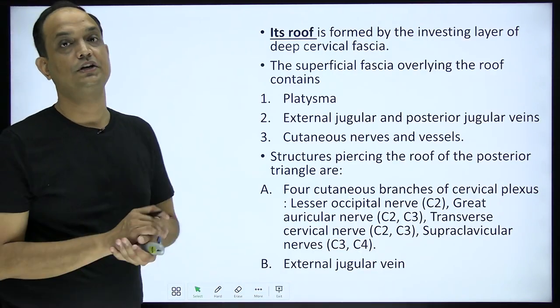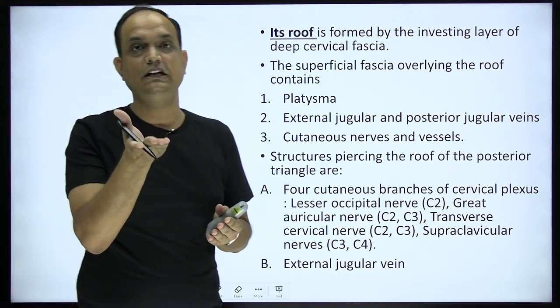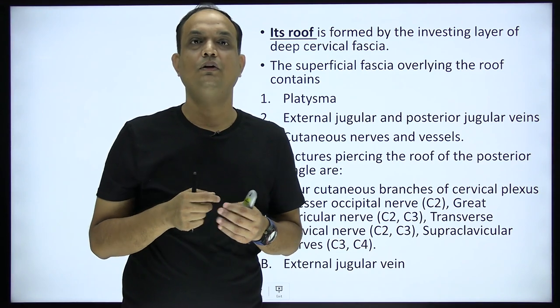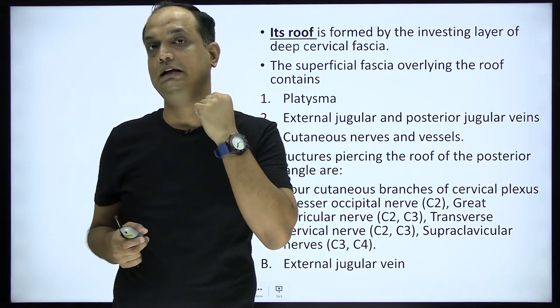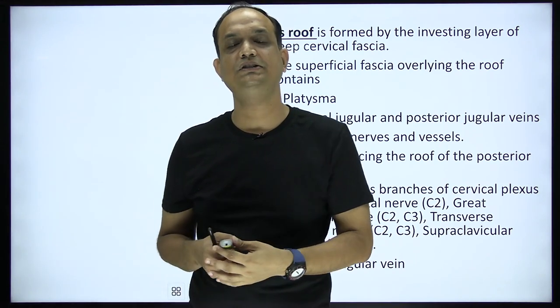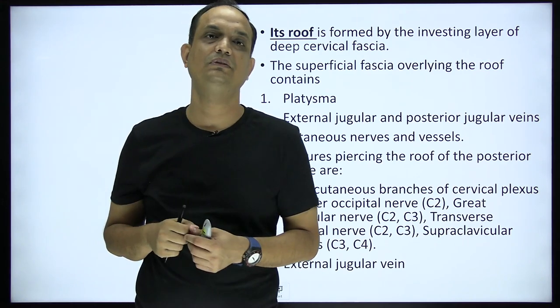Now what structure present in the roof? I told you कि roof में सबसे नीचे वाली layer क्या थी? That is the investing layer of deep cervical fascia. Now roof का मतलब क्या हुआ? When you start the dissection, you first remove the skin. Skin के नीचे you have the superficial fascia and superficial fascia के नीचे you have the deep fascia and deep fascia in this region is known as investing layer.